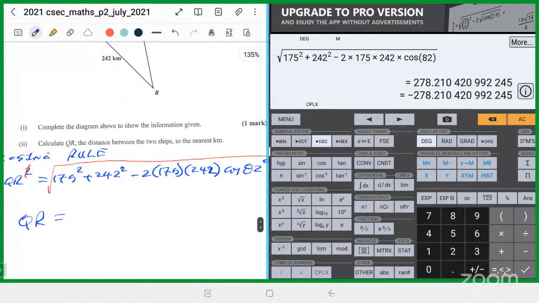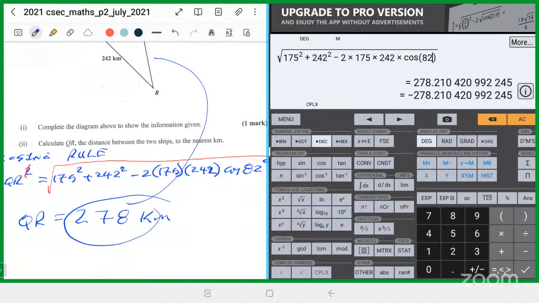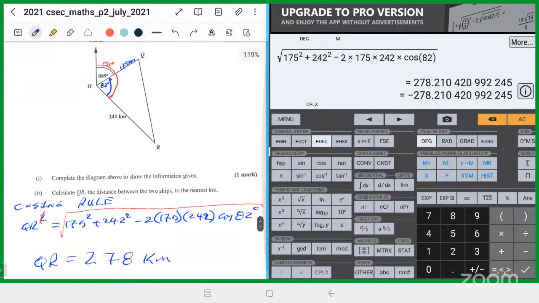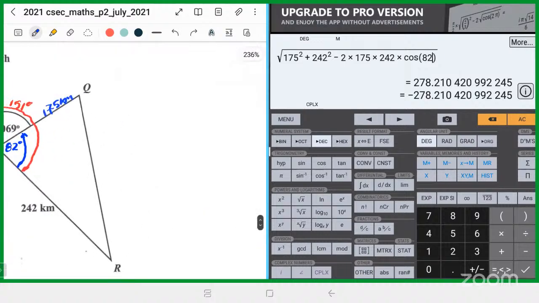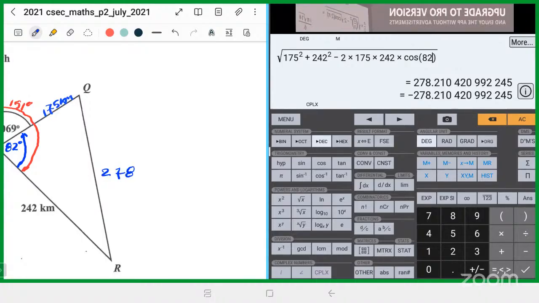So that's 278 kilometers. Put it on the diagram, because it helps you to see what you need to do next. So put the 278 kilometers up here.